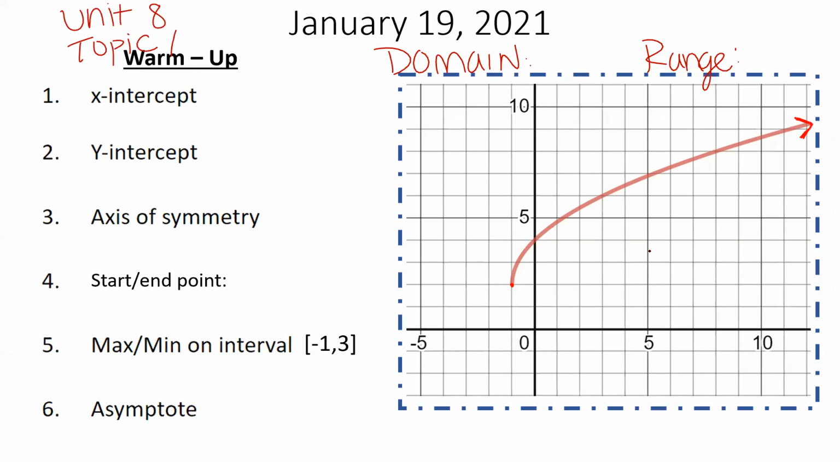This is a square root graph. Any square root graph will have a starting point that goes to an arrow. Before we get there, let's go in order.